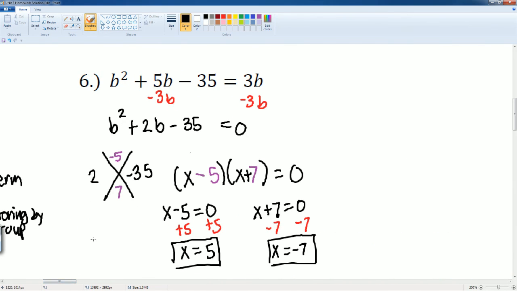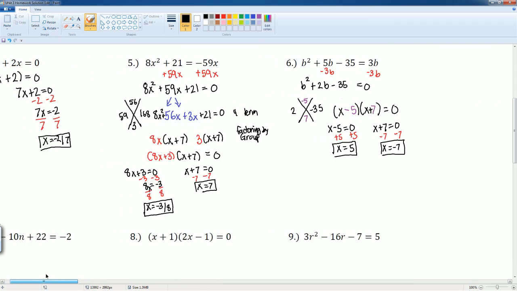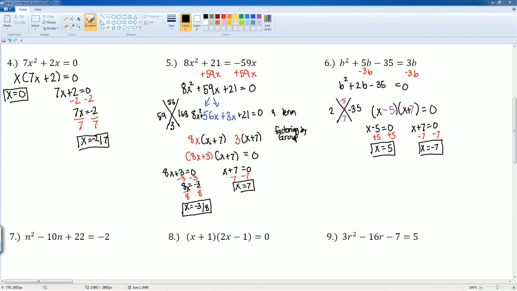Let's see, is that it? Are those all three problems? Yep, there you go. That was 4, 5, and 6.